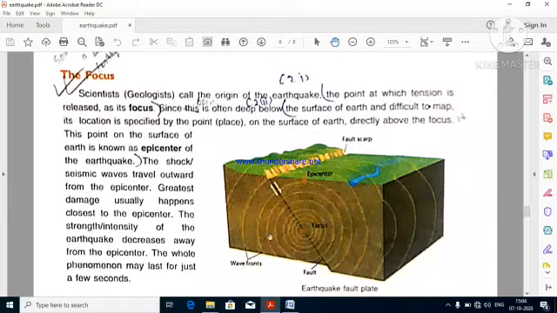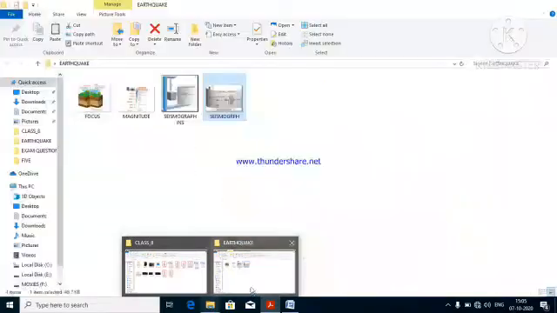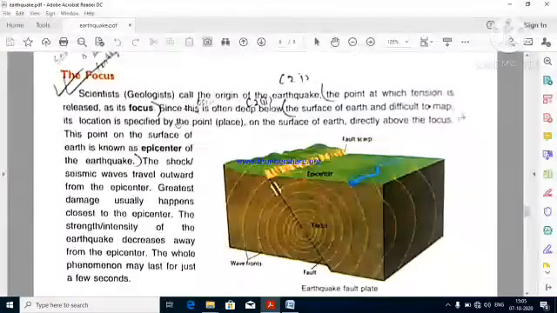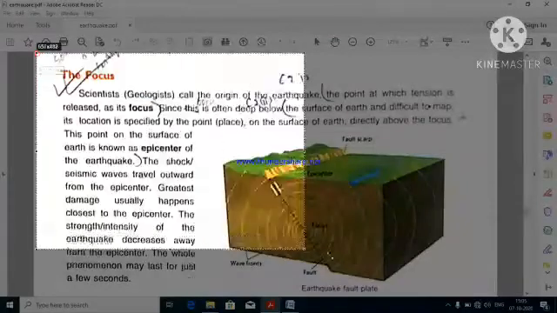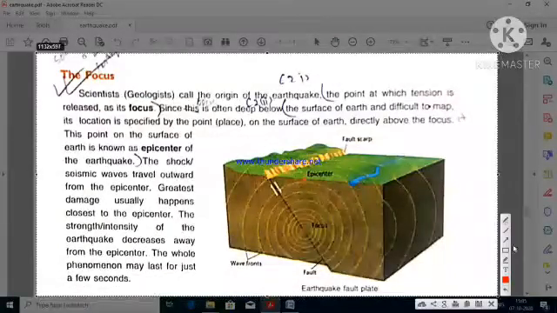Today we are going to study about the earthquake. Our topic is the focus. In this topic we come to know about the origin of the earthquake. Scientists and geologists call the origin of the earthquake the point at which the tension is released.